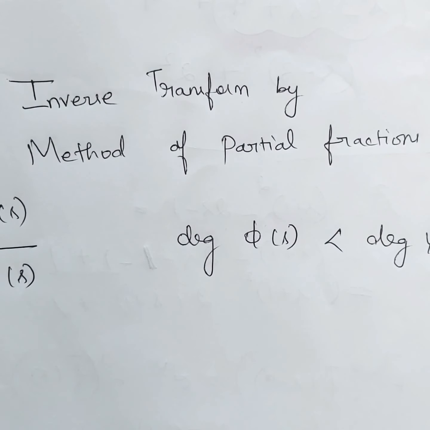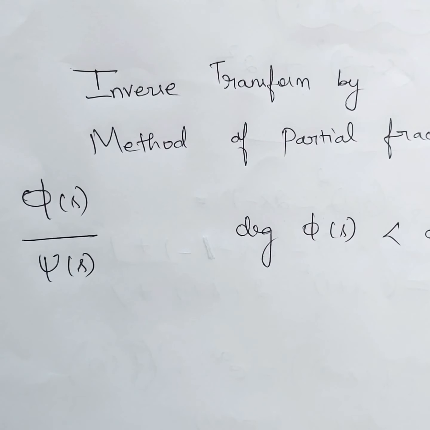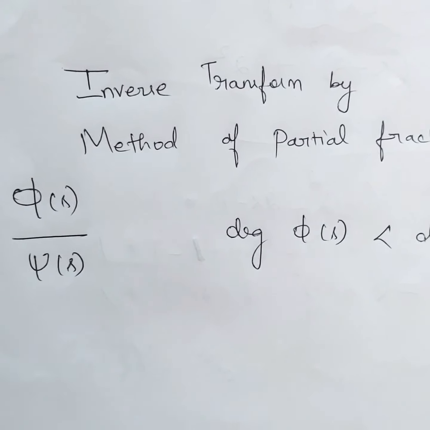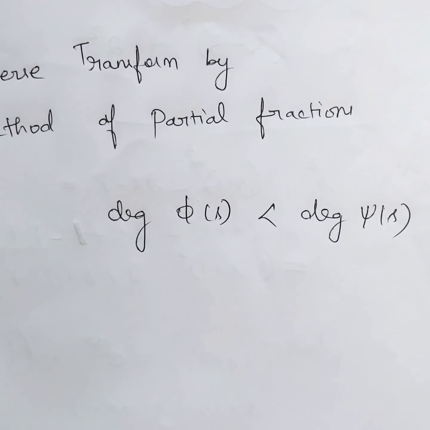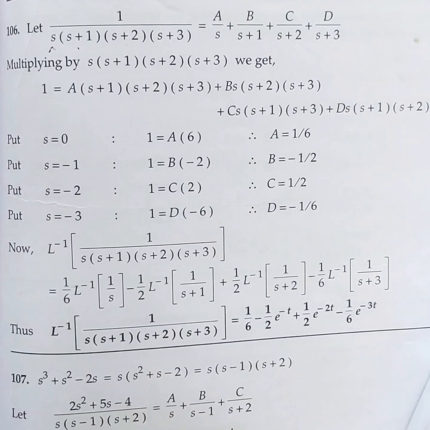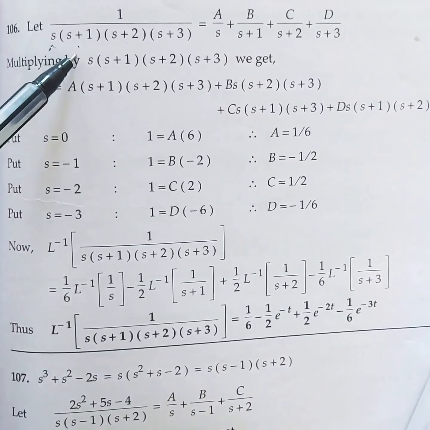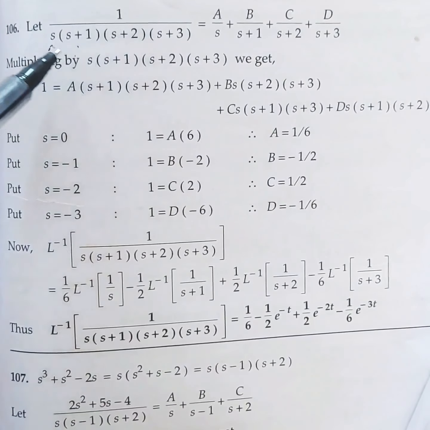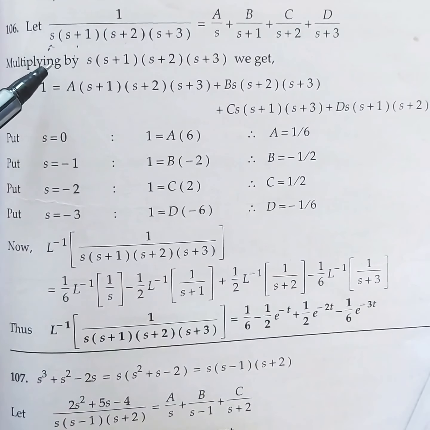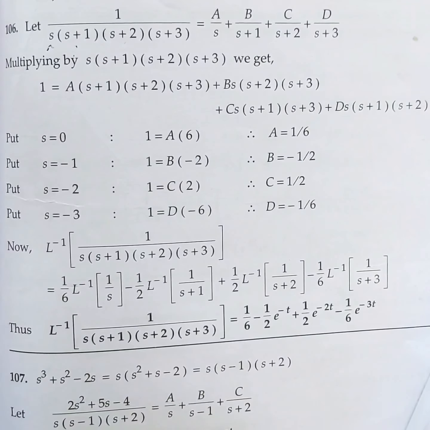Now let's see inverse Laplace transform by the method of partial fractions. For example, if the given problem is like this, find Laplace inverse of this term phi of s by psi of s. If degree of phi of s, that is the numerator, is less than degree of psi of s, then we can resolve it by using partial fractions. Now see this problem, find Laplace inverse of 1 by s into s plus 1 into s plus 2 into s plus 3. So now I know what is Laplace inverse of 1 by s. I know what is Laplace inverse of 1 by s minus a, that is in general, correct? So I can apply the formula if it's in addition.